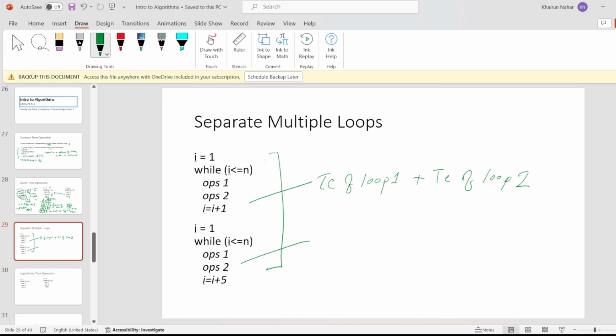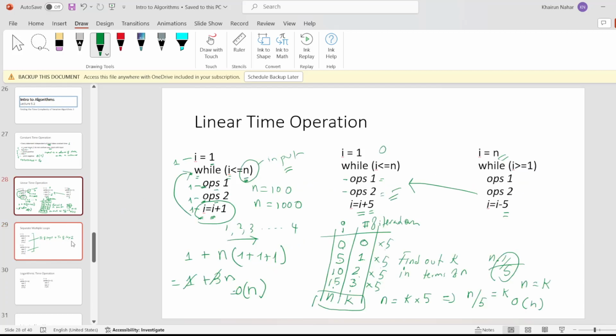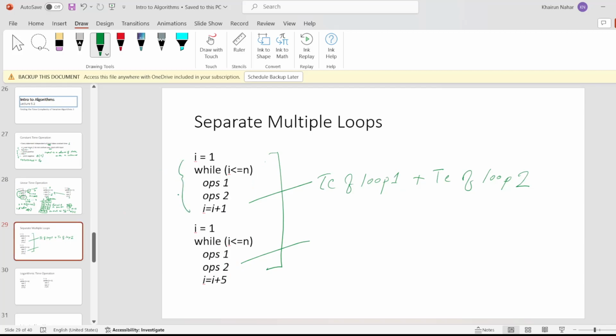So this is from the previous slide. This is n, and this is also n. So if we add them up, we have n plus n. This is twice n. And we know we ignore constants, so we can ignore this too. What we are left with is big O of n.